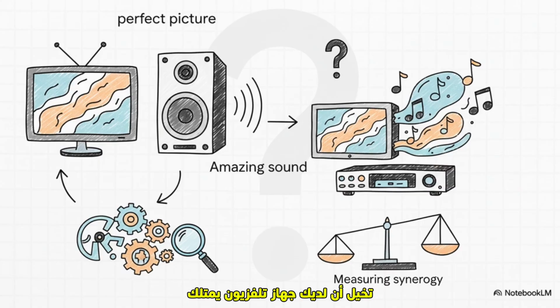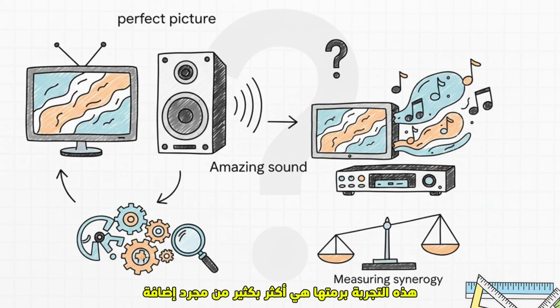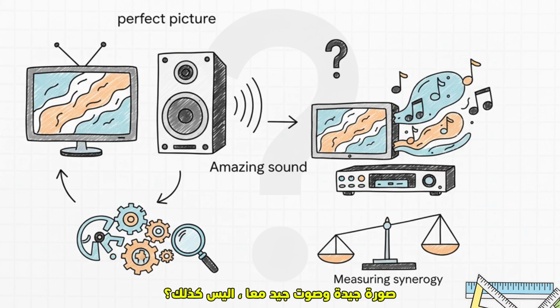Imagine you've got a TV with a perfect crystal clear picture, but the sound is just awful. Or maybe the sound is incredible, but the picture is a blurring mess. On their own, neither one is a great experience. But when you get both, a high-quality picture and high-quality sound, that whole experience is just so much more than adding good picture and good sound together, right? That magic extra bit is synergy. But how do you actually measure that?